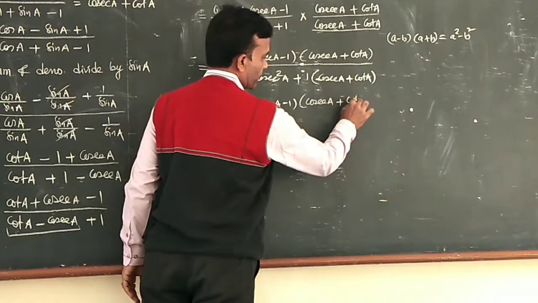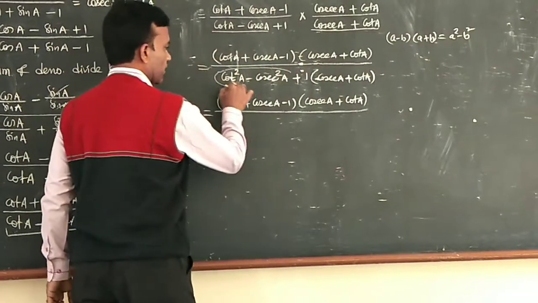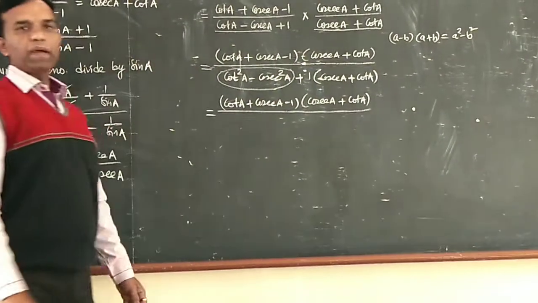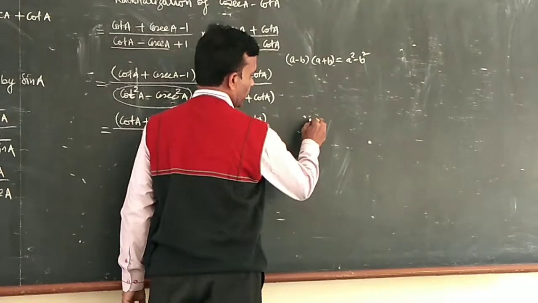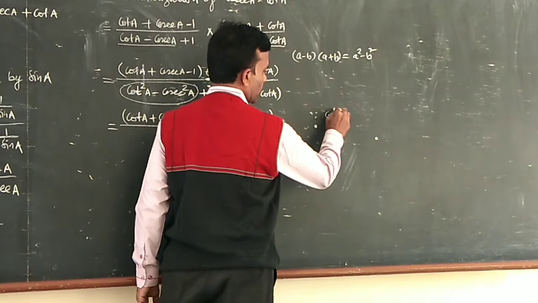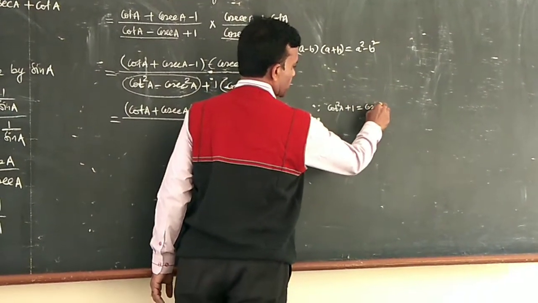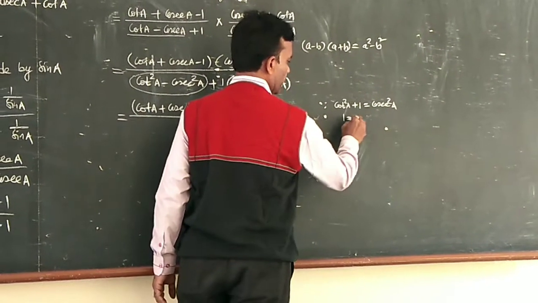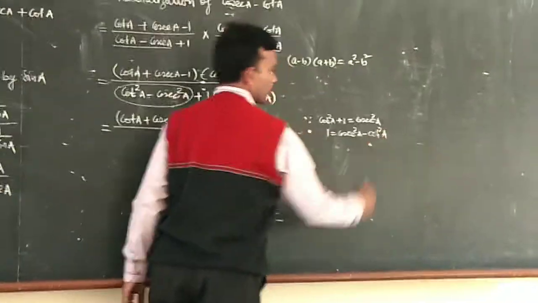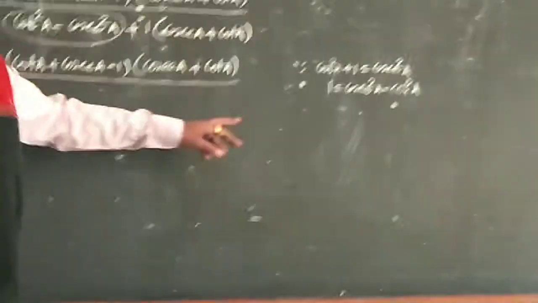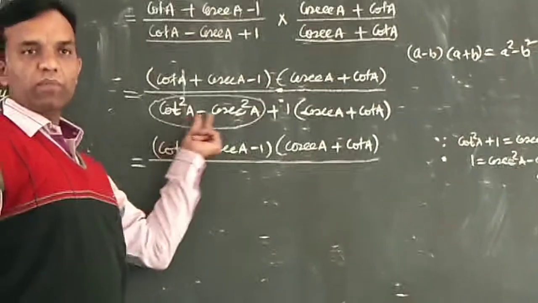Then cosec a plus cot a. Okay, and then from the identity, what do you mean by this? Cot square a minus cosec square a. Since now again we can write down the identity, we know that cot square a plus 1 equal to cosec square. Okay, so 1 equal to cosec square a minus cot square a. But here given is what? Cot square minus cosec square.